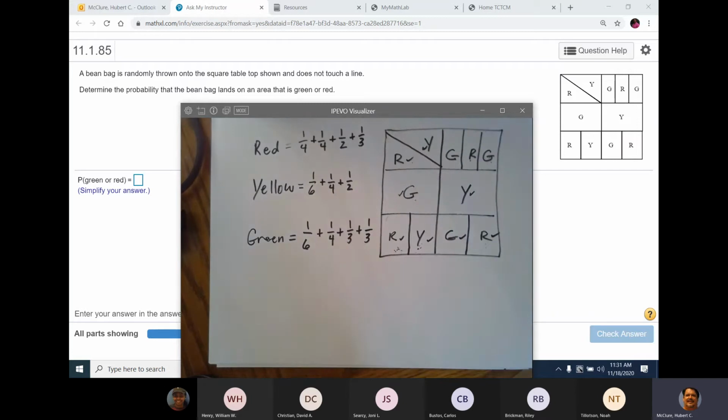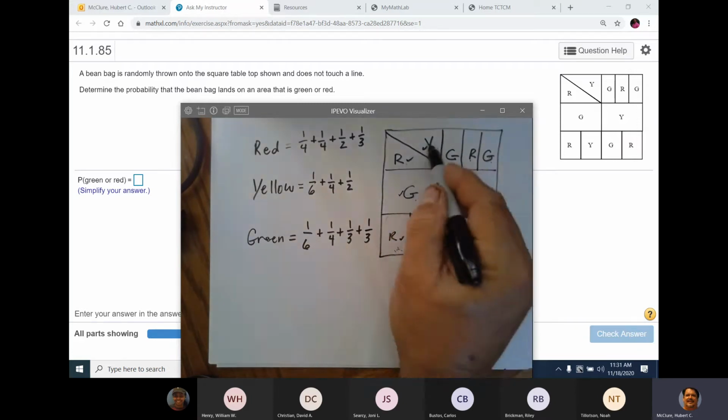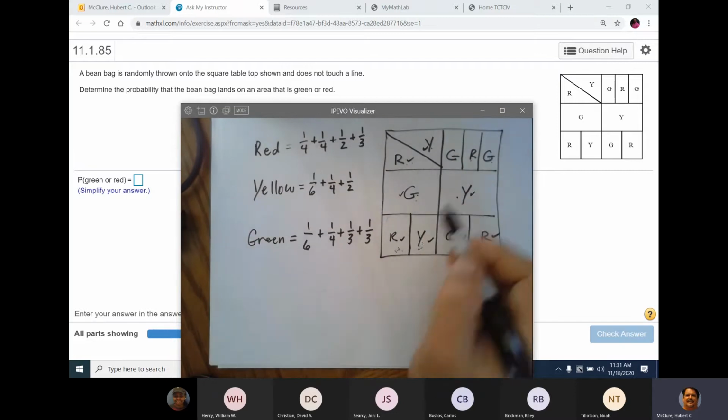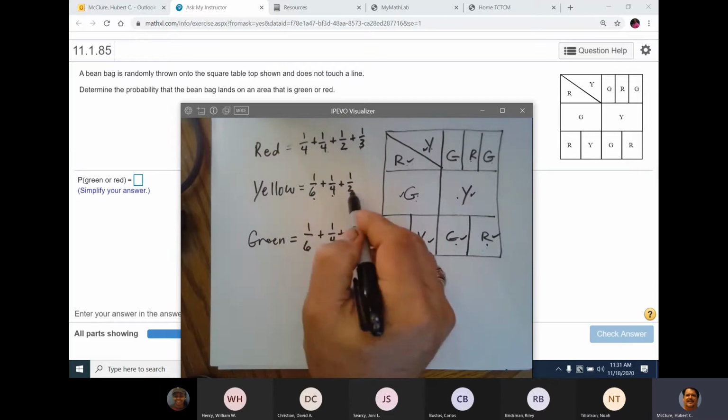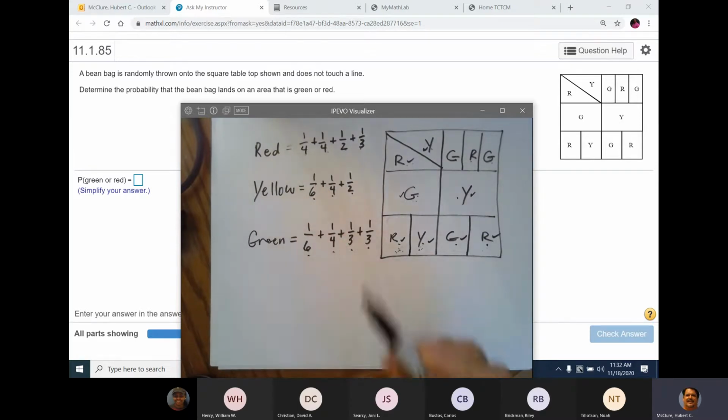So how many boxes do we have at all? Well, let's count. 1, 2, 3, 4, 5, 6, 7, 8, 9, 10, 11. 1, 2, 3, 4, 5, 6, 7, 8, 9, 10, 11. So we're good. Now, if you want to get a common denominator, you could do that, and we could do that, no problem.